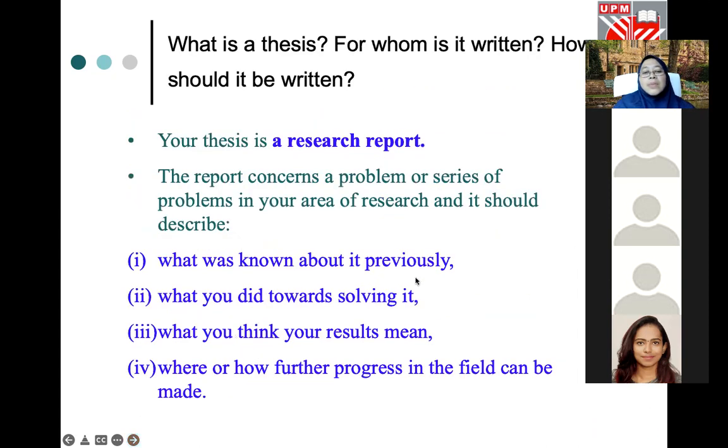So you can see all these questions we have discussed before. It is in your problem statement. It is in your literature review. Okay, what was known? What is your solution? Okay, and what is your expected result? What do you think your results mean? Okay, this one also includes data analysis. Okay, data interpretation. Okay, where and how further progress in the field can be made, meaning that recommendation by you.